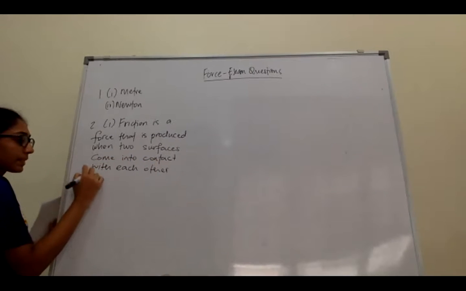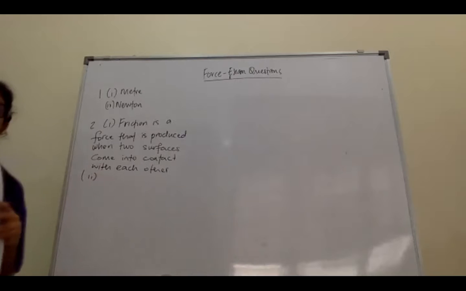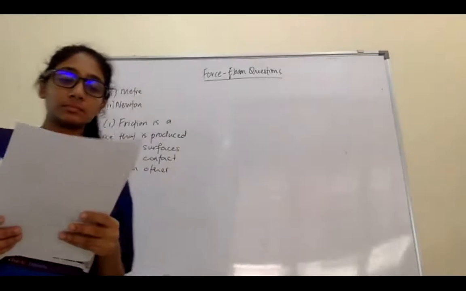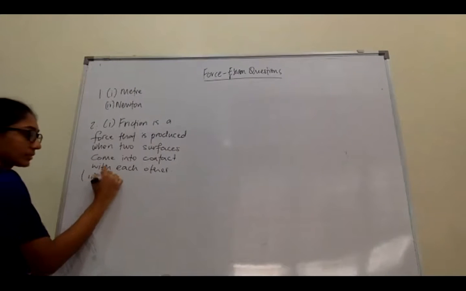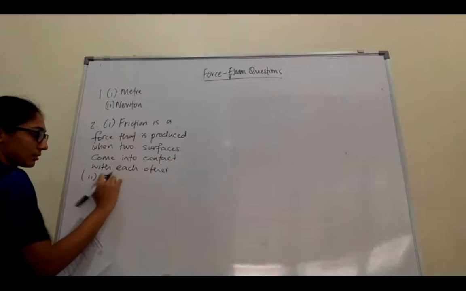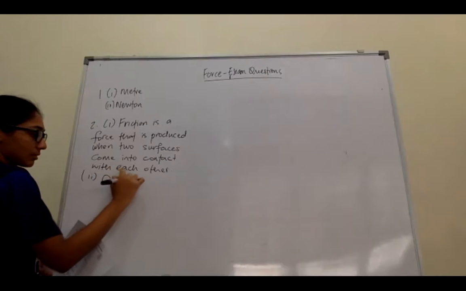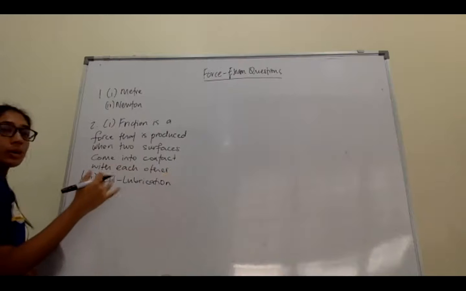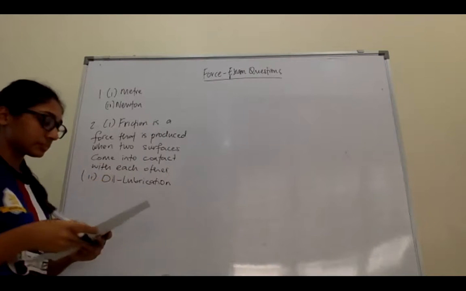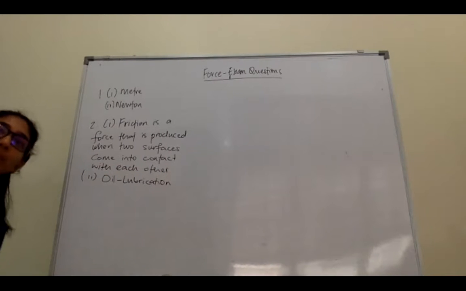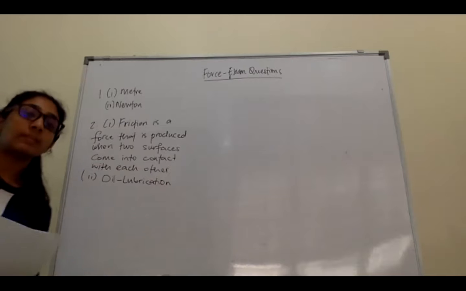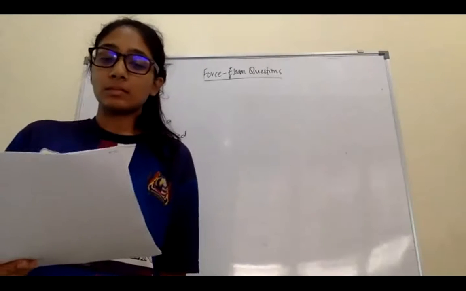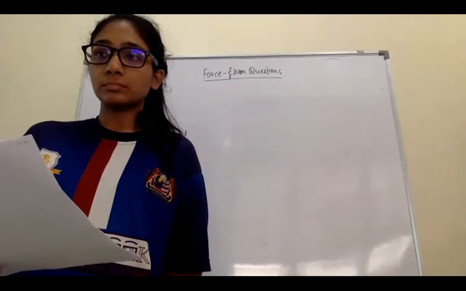Okay. Number 3, how can friction be reduced? By using oil and grease, lubrication. So I just put lubrication or streamline the object. Lubrication is basically oil. Streamlining will be air resistance or water resistance. But it prevents friction also.